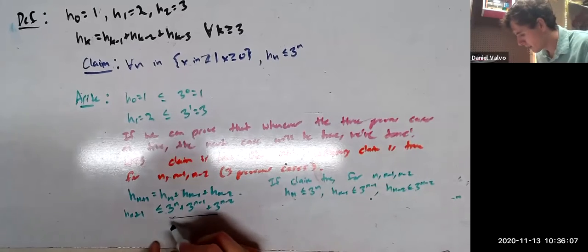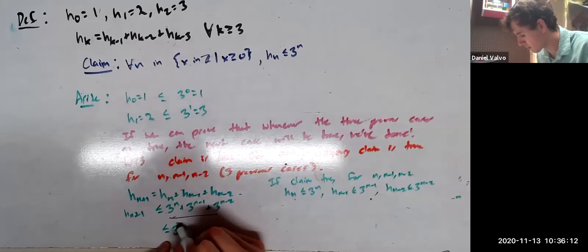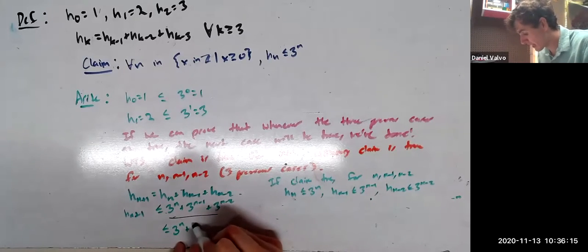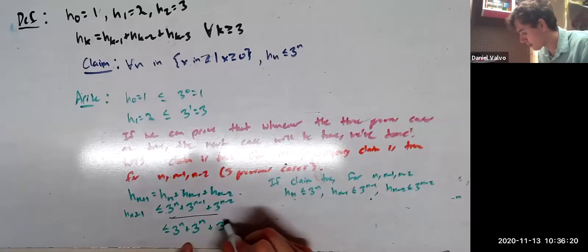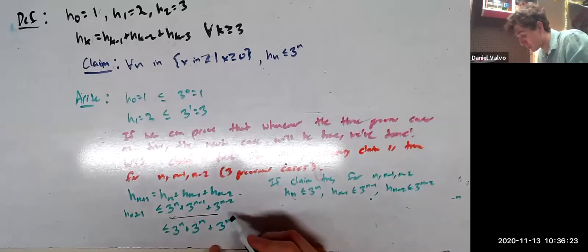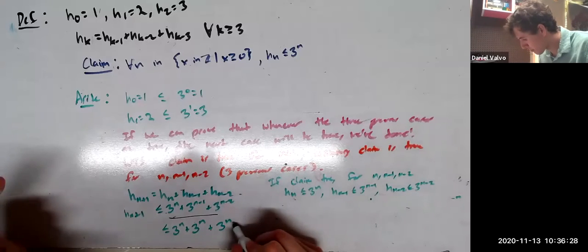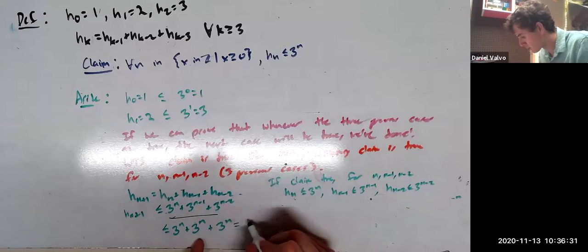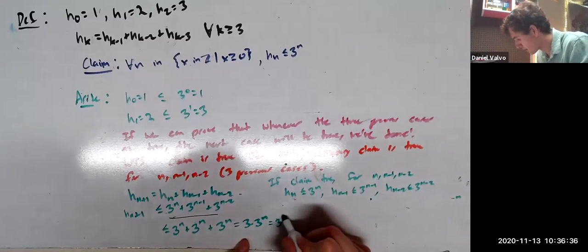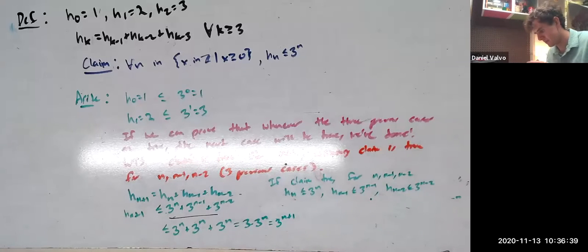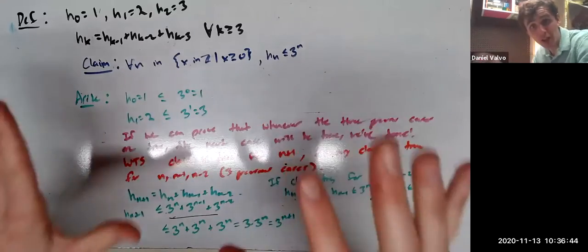The point is that now we can say that 3 to the n is less than or equal to 3 to the n. 3 to the n minus 1 is again less than or equal to 3 to the n, because 3 to the n is a bigger power of 3. 3 to the n minus 2 again is less than or equal to 3 to the n, because it is a smaller power. But then we can do this exact math that we just did. 3 to the n plus 3 to the n plus 3 to the n is 3 times 3 to the n, and that just equals 3 to the n plus 1.